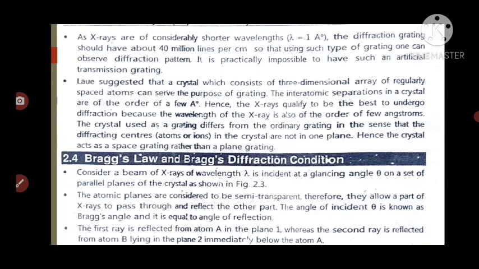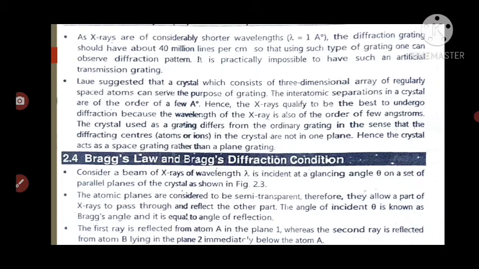So using this type of grating, one can observe the diffraction pattern. In this crystal as a grating, the scientist Laue suggested that a crystal consisting of a three-dimensional array of regularly spaced atoms can serve the purpose of a grating. The interatomic separation in the crystal is of the order of a few angstrom units, which is small, and hence X-rays qualify to undergo diffraction, because the wavelength of X-rays is also of the order of a few angstrom units. Hence the crystal acts as the grating, rather than a plain grating.